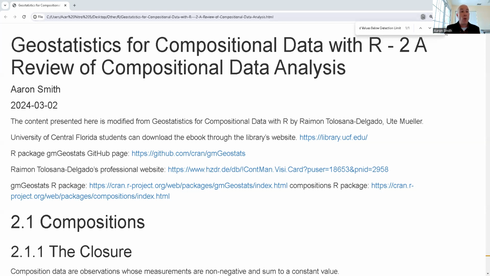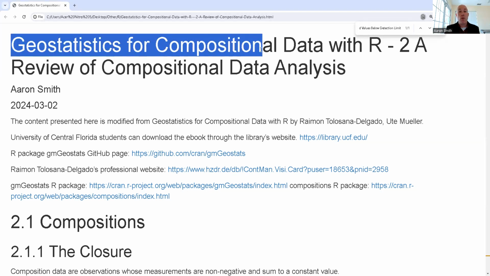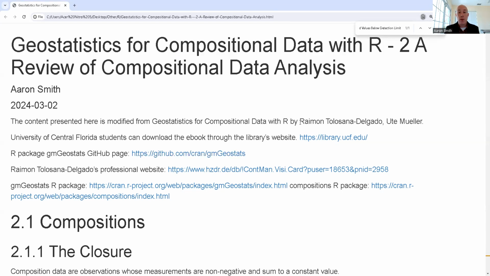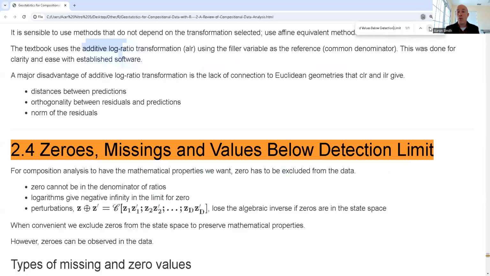All right, now what we're going to go over is coming from Geostatistics for Compositional Data with R, Chapter 2. Here is the name of the authors. Students at the University of Central Florida can download the PDF of this textbook through the library. Here is the GitHub page for the package accompanying the book. Here's one of the author's professional websites. And here is the CRAN page for the package. All right, so let's get down to this.